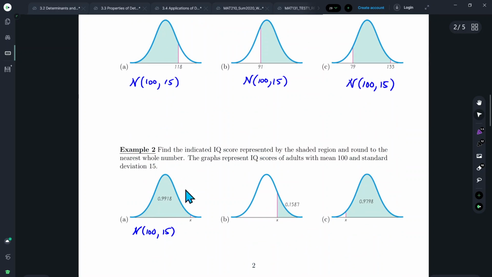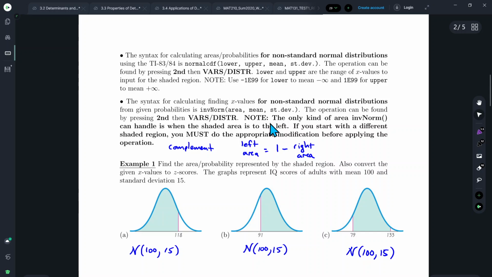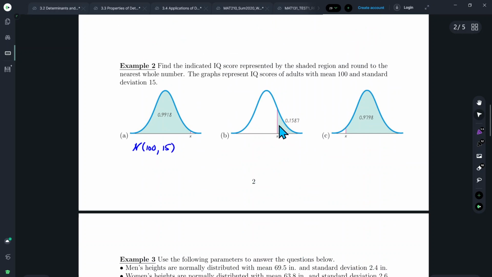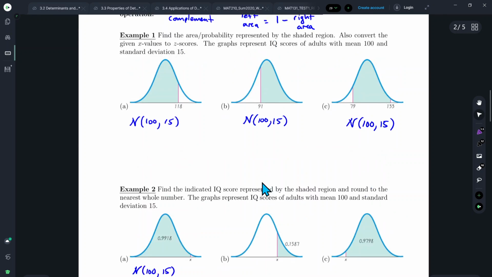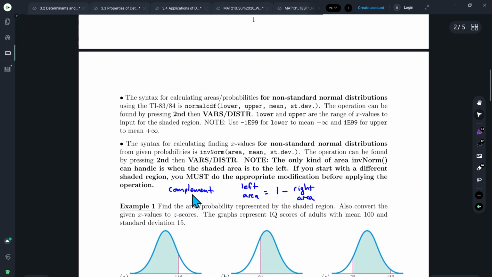So in a picture like this, it works directly. However, when the shaded region is to the right, like B and C here, we need to make a modification, because the command only handles the left area. We take the complement by switching the shaded region, and because the total area is equal to 1, we can always calculate the complement by doing 1 minus the area. So the left area is equal to 1 minus the right area, and the right area is 1 minus the left area.